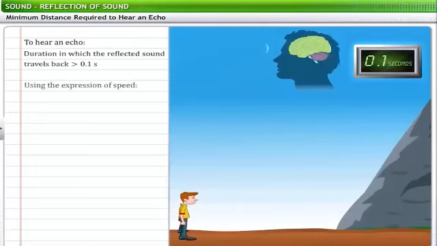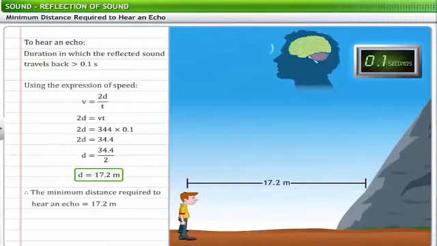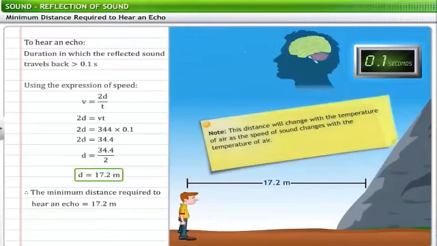Therefore, by using the expression of speed, the distance travelled by the sound wave is equal to the product of the speed of the sound and the time for which a sound persists in our brain. On substituting the values and simplifying, we get the distance is equal to 17.2 meters. Therefore, the minimum distance required to hear an echo is 17.2 meters. Note, this distance will change with the temperature of air, as the speed of sound changes with the temperature of air.